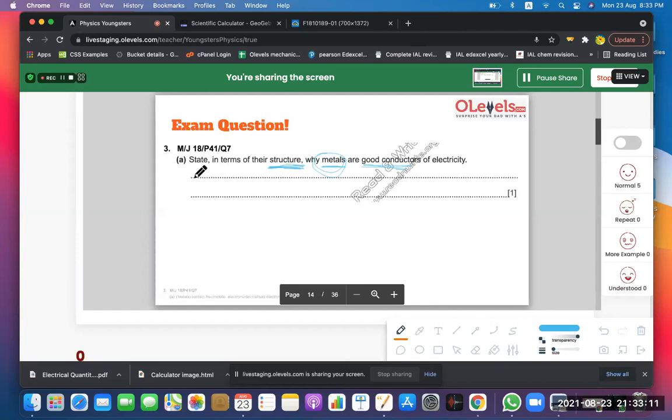So we will write the answer that metals, we write in the blank, metals have free electrons. Yes, and just write electrons are free to move. Yes, very good.